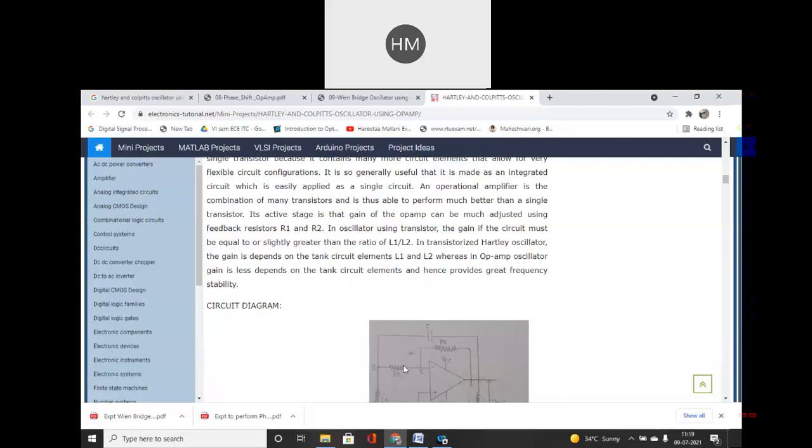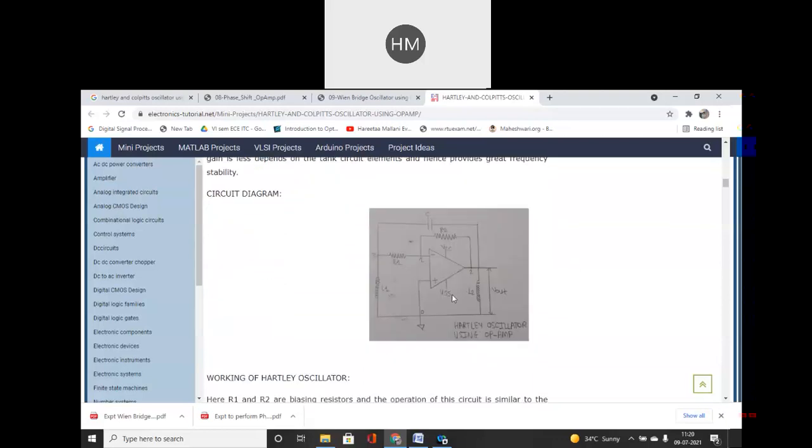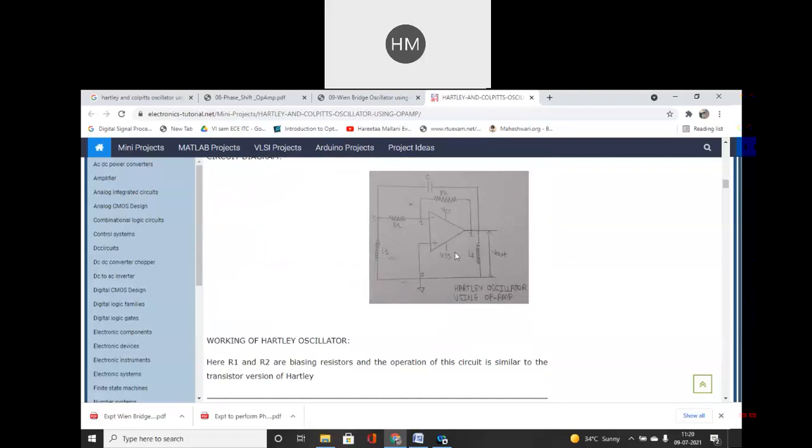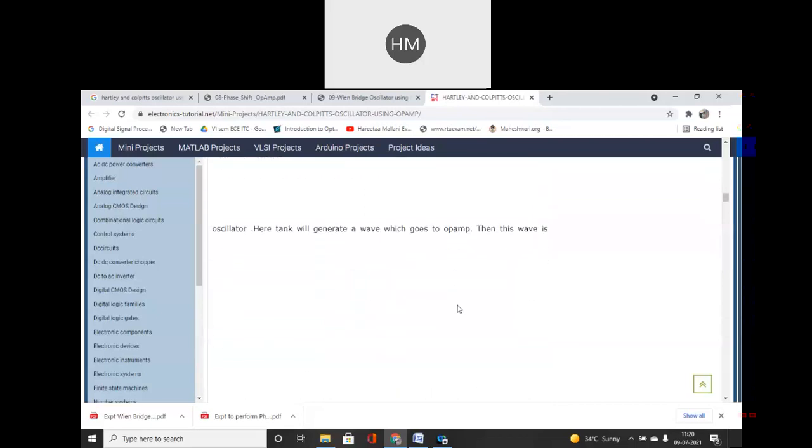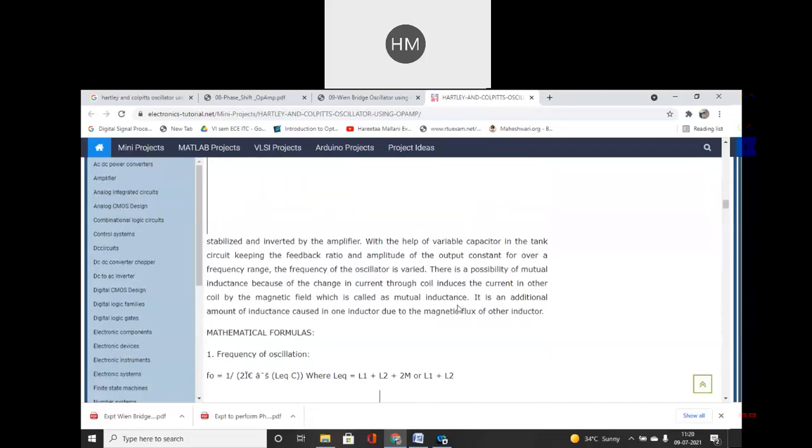Okay, in an oscillator using a transistor, the gain of the circuit must be equal to or slightly greater than the ratio of L1 upon L2. In the Hartley oscillator, the tank circuit is designed by using L1 and L2. This is the tank circuit of the Hartley oscillator. R1 and R2 are known as the biasing resistors, and the operation of the circuit is similar to the Colpitts oscillator.